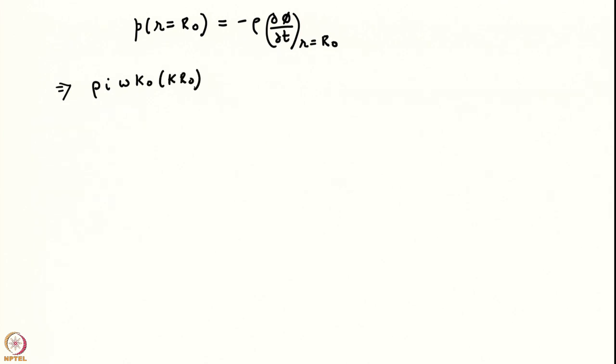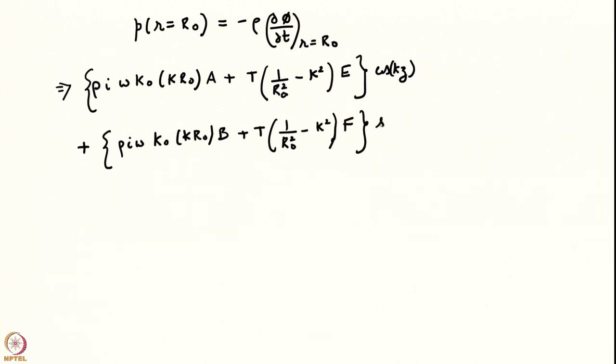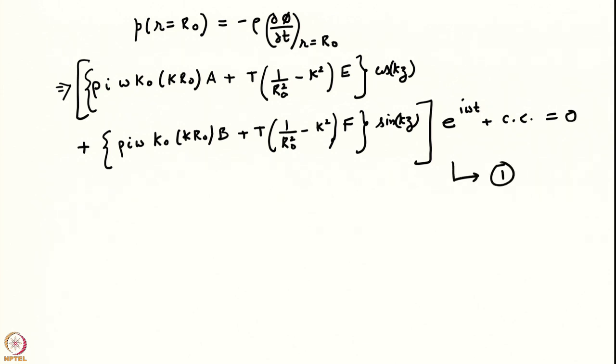Compared to the last example where we had done this for a liquid cylinder, the only difference is there is a minus sign, and instead of I0 there we have K0 here. I0 was the modified Bessel function; here it is the modified Bessel function of the second kind. So instead of I0 we have K0, plus T into (1 by r0 square minus k square) into E, and this whole thing gets multiplied by cos kz, plus rho i omega K0(k r0) plus T (1 by r0 square minus k square) into F. This gets multiplied by sin kz, the whole thing multiplied by e to the power i omega t plus cc is equal to 0. This will be my equation 1 coming from the linearized Bernoulli equation.